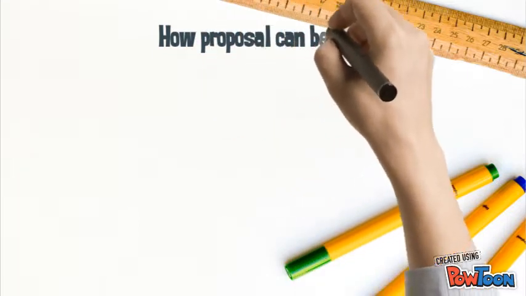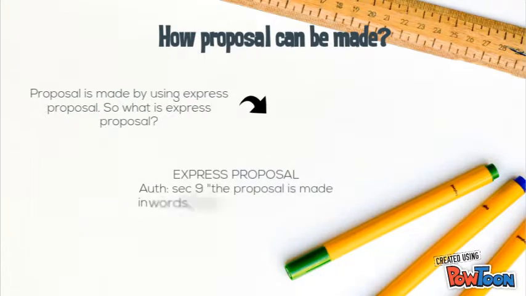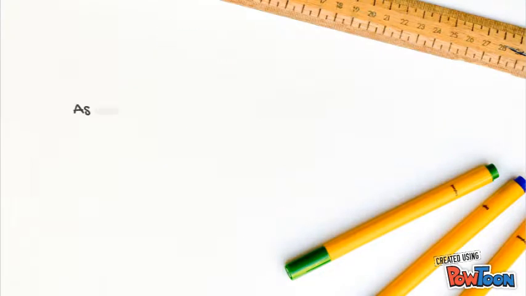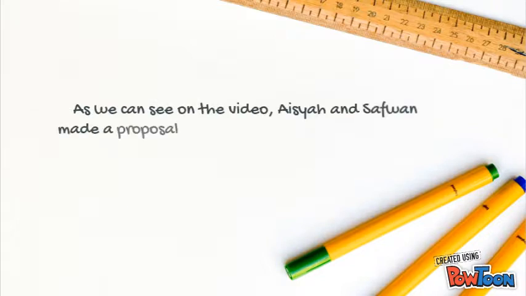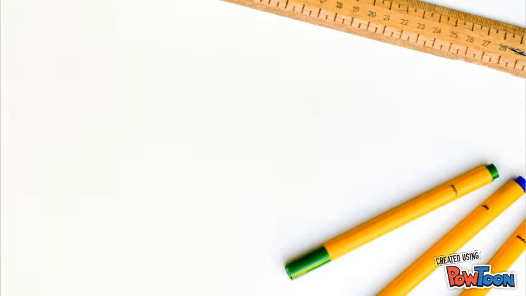How can a proposal be made? A proposal is made by using express proposal. So what is express proposal? Express proposal, authority section 9: the proposal is made in words. The promise is said to be express. As we can see in the video, Aisyah and Safwan made a proposal by using express proposal. They use WhatsApp as their communication system for the buying and selling process.